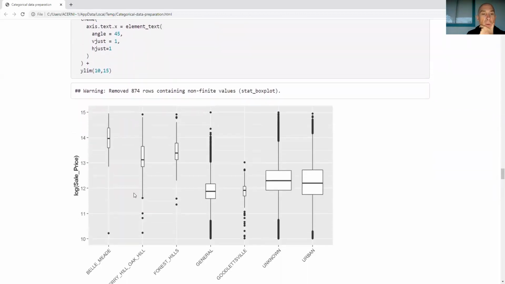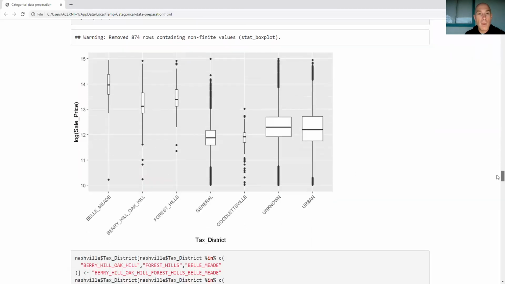And so I can look and see that here I don't have a lot of observations in Belle Meade. I still don't have a proportionately large number of observations in Berry Hill, Oak Hill, Forest Hill, or Goodlettsville. Now here, honestly, I'm satisfied with general, unknown, and urban. I'm good with those. I'm not going to alter those at all.